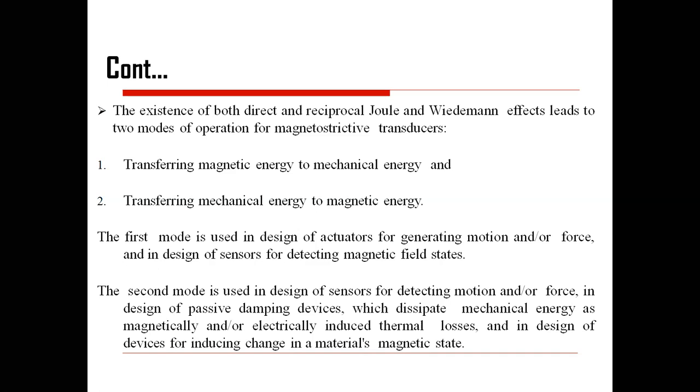Okay. And in the second mode, it is used in the design of a sensor for detecting a motion or a force. This is used for detection of a motion or a force. So in the design of a passive damping device, this dissipates mechanical energy. Now here your second aspect is mechanical energy to magnetic energy, as magnetically and or electrically induced thermal losses, and the design of the device for inducing the change in the material magnetic field or magnetic state.